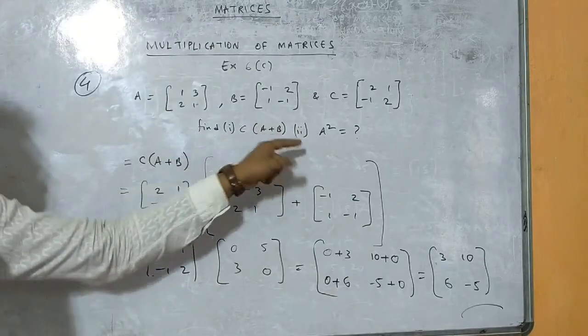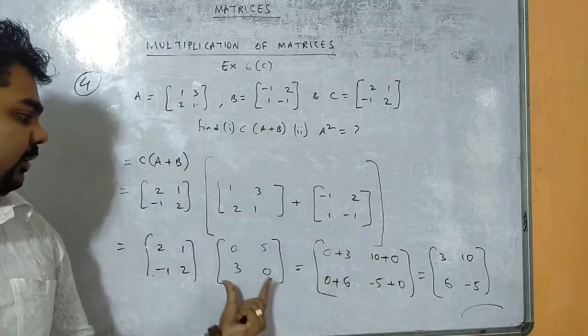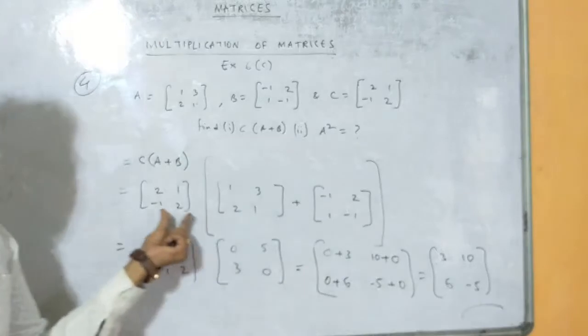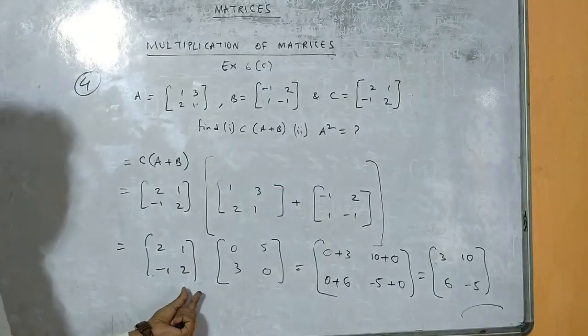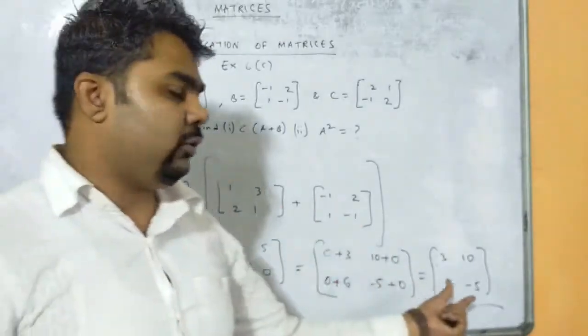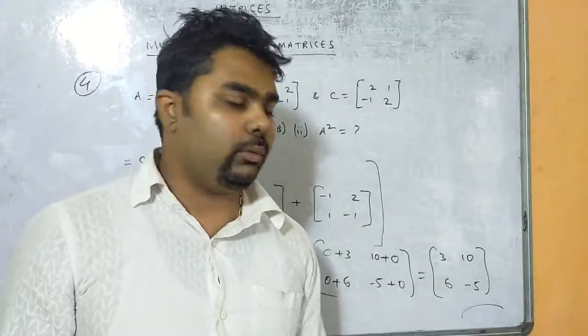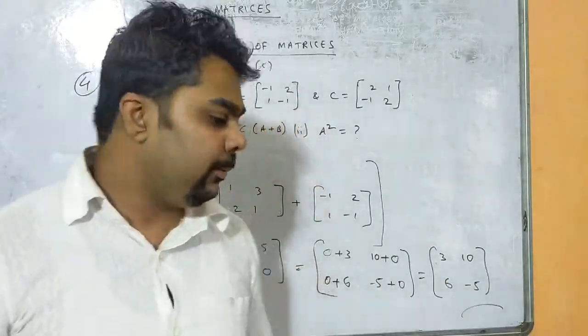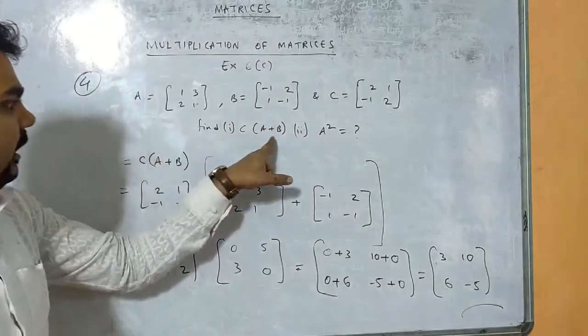So C(A plus B), first A plus B we have added. After adding we need to multiply with this. So what was its order? 2 cross 2, this is also 2 cross 2. So the net answer which we will be getting will also be of 2 cross 2, okay? So C(A plus B) we have got.